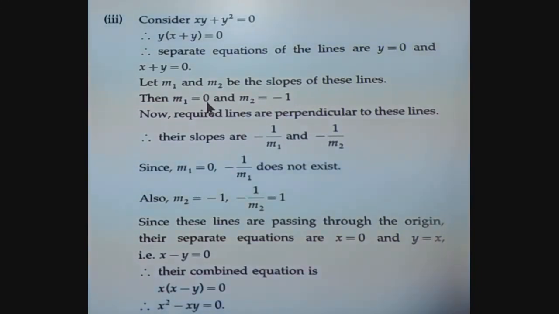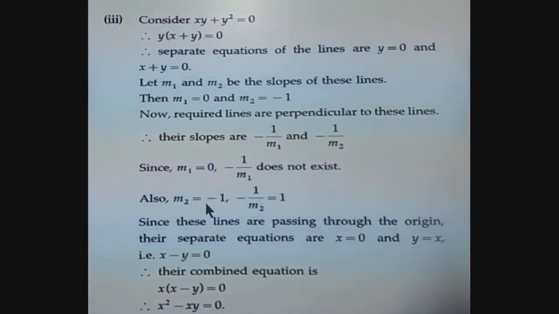So 0 can be written as 0 upon 1. So its reciprocal is 1 by 0. We know that 1 upon 0, that is slope not defined. And we know that slope of y-axis is not defined. So the first line must be y-axis, and we know that equation of y-axis is x is equals to 0. Therefore their slopes are minus 1 by m1 and minus 1 by m2. These are the slopes of lines which are perpendicular to these two lines.